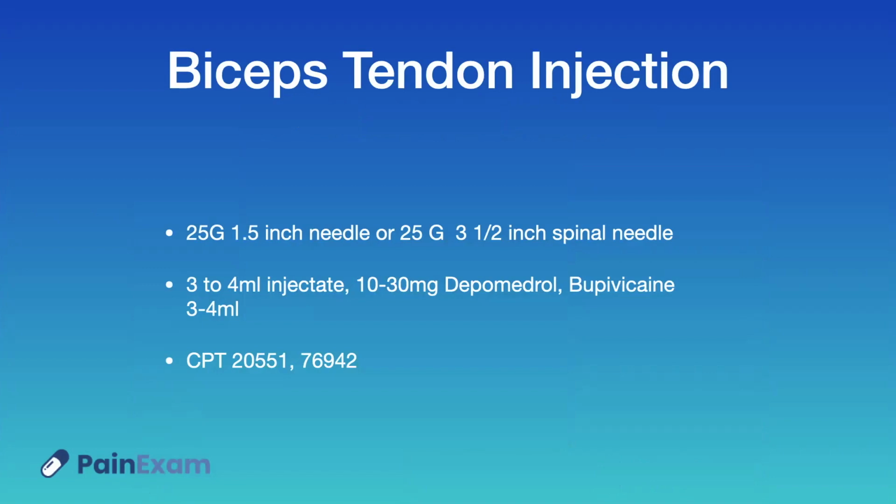I use a 25 gauge 1/2 inch needle. I will inject 3 to 4 mLs of injectate, 10 to 30 milligrams Depo-Medrol with bupivacaine, 3 to 4 mLs. The CPT code for this shot is 20551 and 76942. That's for a tendon origin or insertion. If it was a tendon sheath, like in a trigger finger, it would be a 20550 code. Trigger points are a 20552 code.